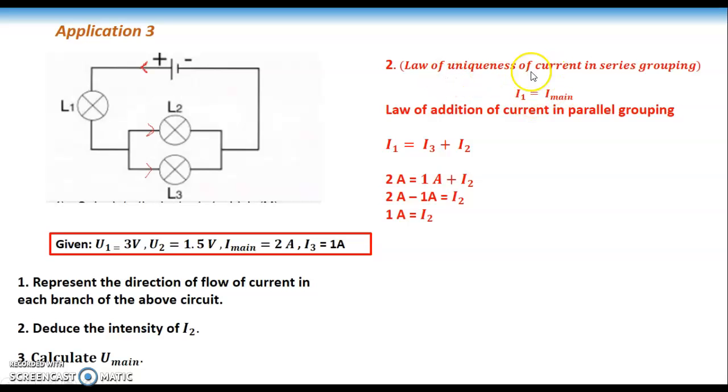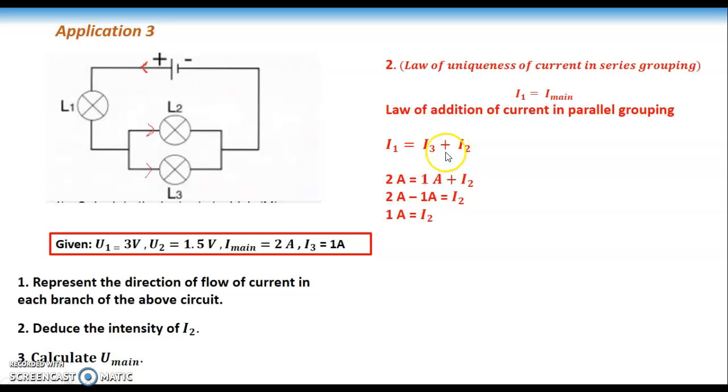Here you have to mention the law of uniqueness of current in series grouping, then write the rule I1 equals I main. But they are asking us to calculate I2. So what is the relation now? We have here I1 flowing out of the lamp L1, then it comes to this point and has to be distributed into two branches. It is distributed into I2 and I3. This grouping here is parallel grouping. So by law of addition of current in parallel grouping, I1 is equal to I3 plus I2.